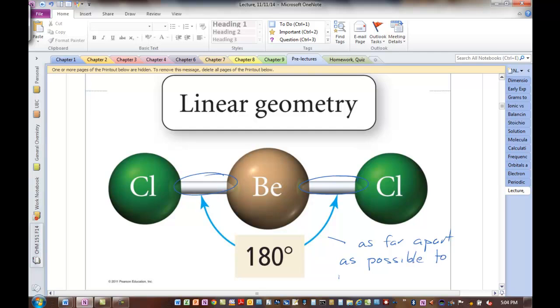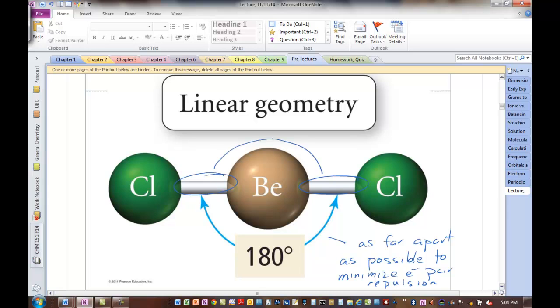to minimize electron-pair repulsion. All right? Remember, again, this is the valence shell electron-pair repulsion model. We're going to get the electron pairs as far apart as possible. They're negatively charged, so they're going to repel each other. That's going to determine our geometry or shape. Okay? So 2 electron pairs.